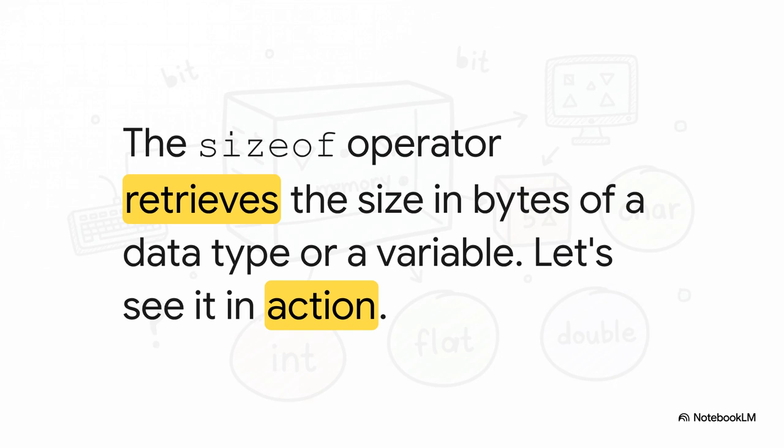That %lu you see is a format specifier. It's just a placeholder for a long unsigned integer, which happens to be the type of number that sizeof gives back. We then call sizeof for each of our basic types: char, int, float, and double. The operator measures how much memory that type uses, and printf just slots that number right into our string. Let's see what happens when we run it.